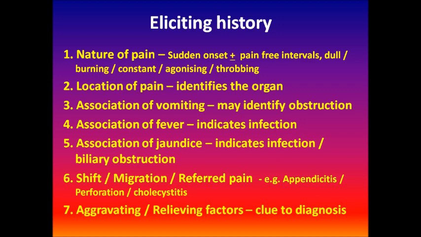Association of fever generally indicates infection. Association of jaundice generally indicates infection of the biliary tree or biliary obstruction. Shift, migration, and referred pain are very important factors because shifting pain is seen in appendicitis, migration of pain is seen in perforation, and in cholecystitis you have referred pain. There are certain aggravating and relieving factors which give a clue to your diagnosis.